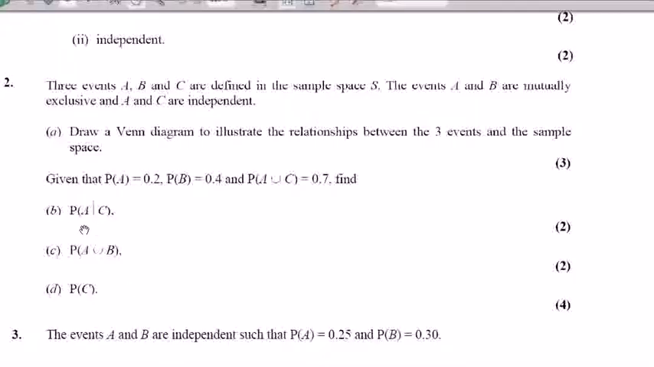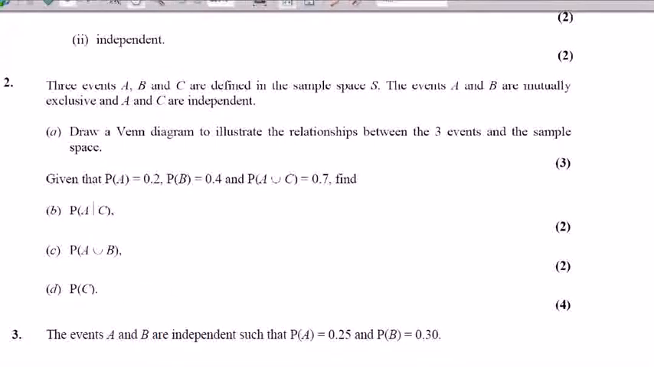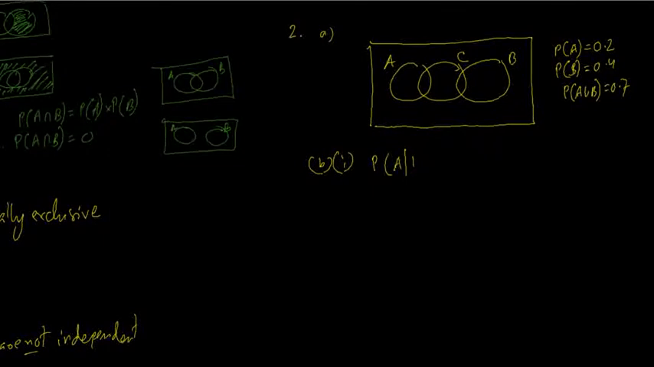The first question, find A conditional B. Very easily done with a formula. Probability of A conditional B. A conditional C. A conditional C formula is A intersection C, the intersection of the first one and the second one, divided by the probability of the second one. So we know that probability of A intersection C is not given here.